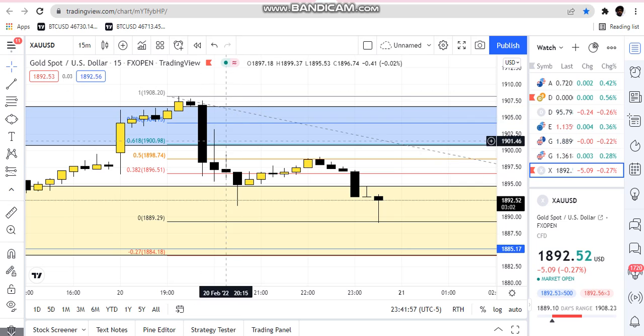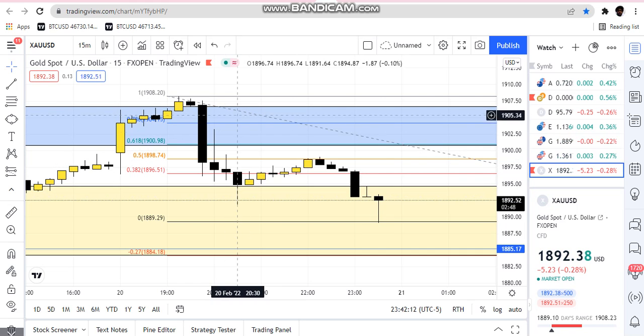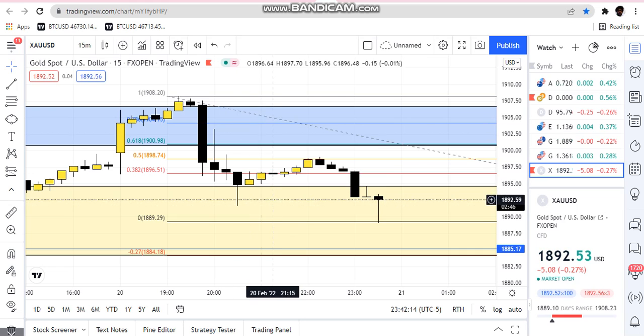Boom, and you could have got out of this trade, as you could have traded it from 1908 all the way down to 1891, depending on your lot size and how much money you have in your account. It could have been 20 grand, 30 grand easily, a couple hundred easily. All right, again, and then price went back up. Price won't just make a lower low and keep making lower lows. No, price will make structure.